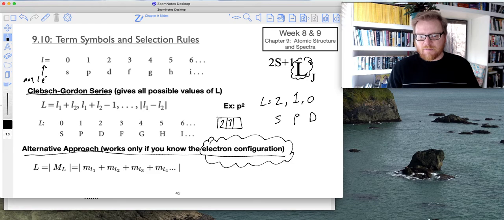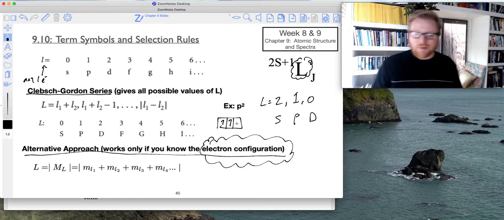And so what I mean by that is it could be in this configuration here. It could be with 1 electron on the left, and we skip a block, and then we put 1 electron there. It could be with both of those electrons paired.